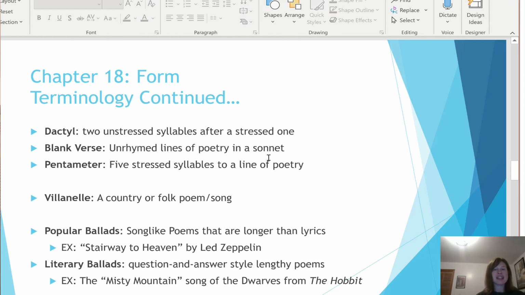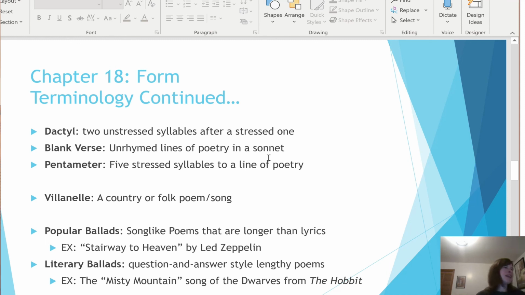And the last 2 ones on here are different types of ballads. So ballads are longer poems. They're longer than lyrics. They're not quite epics. They're not quite that big of a poem like Beowulf. Beowulf's an epic poem. They're not quite that big, but they're big enough.